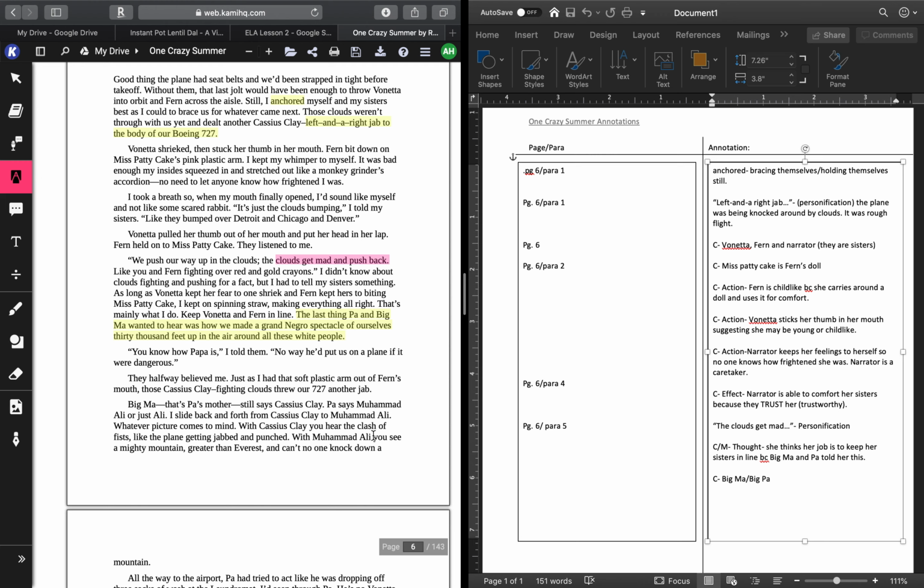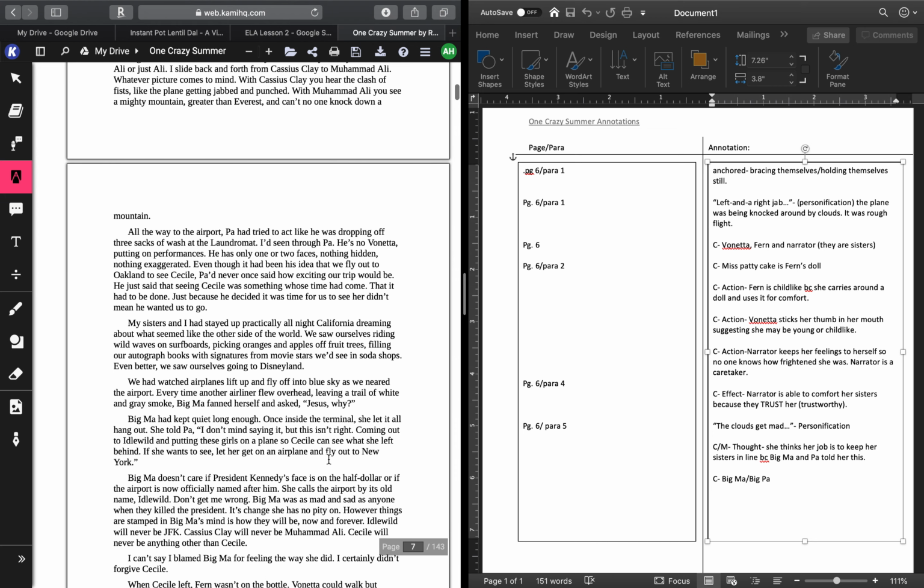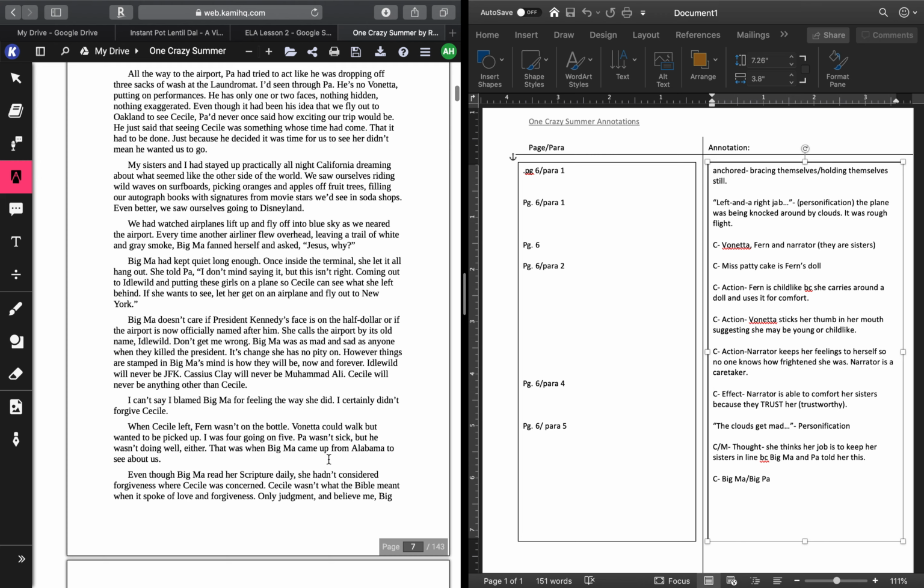Okay, so do you see how this paragraph relates to our title, right? This is why it was titled Cassius Clay. This whole chapter is about their experience on this flight, which is rough and getting knocked around. And Cassius Clay was a prominent figure during this time. He was very outspoken about things happening. So we're pausing here. We're not really going to annotate this, but it is important to know. So let's keep going.